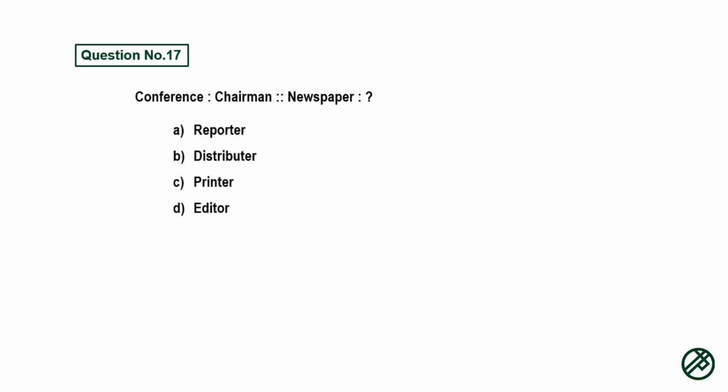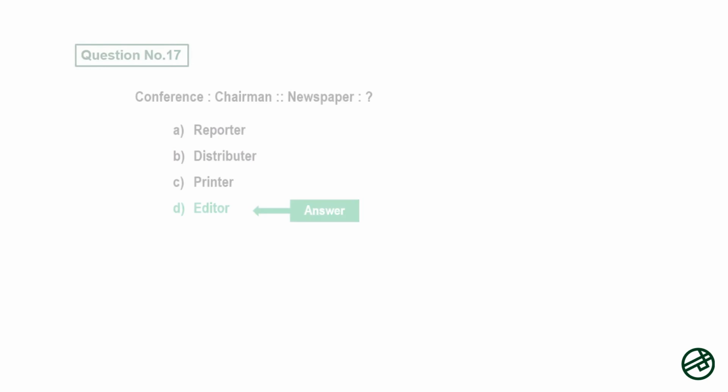Question number 17. Conference, chairman, newspaper? Option A, reporter. Option B, distributor. Option C, printer. Option D, editor. Answer is option D, editor.